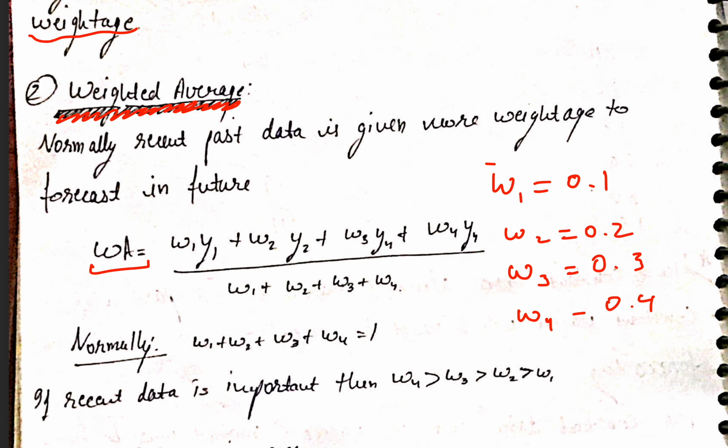Let's say W4 is my latest data that I have collected. I am giving 40% weightage to my latest data, 30% weightage to the data before that, 20% to the data before that, and then 10% to the data before that. So basically I am giving more weightage to the recent data. This is also one way to calculate that average. We can calculate simple average and we can calculate weighted average.